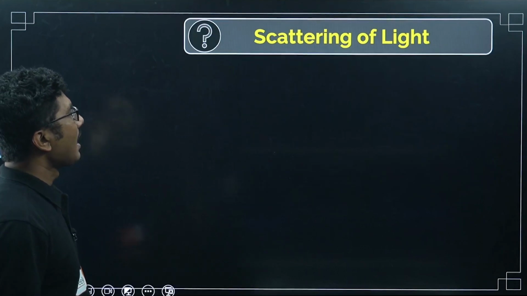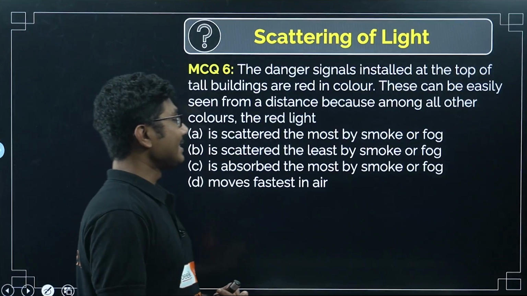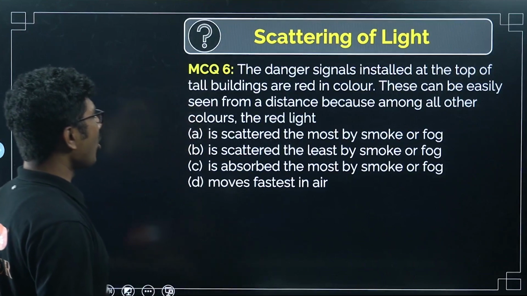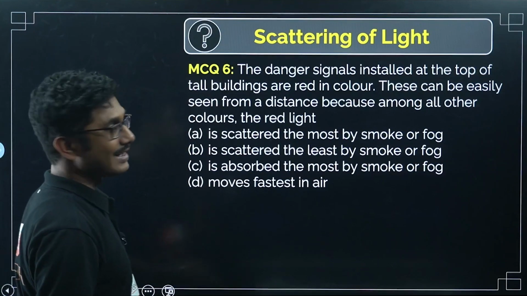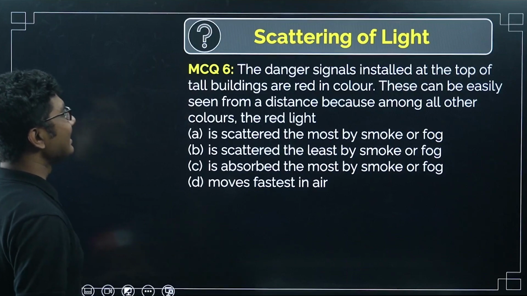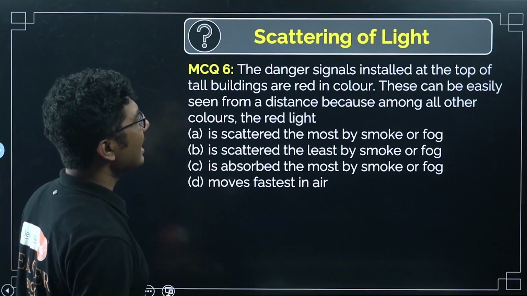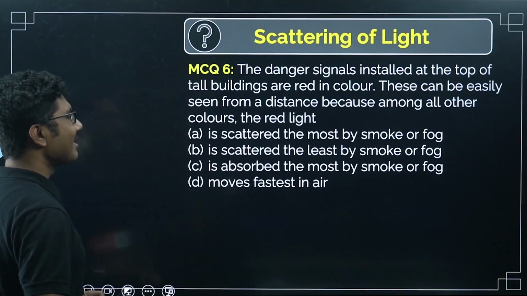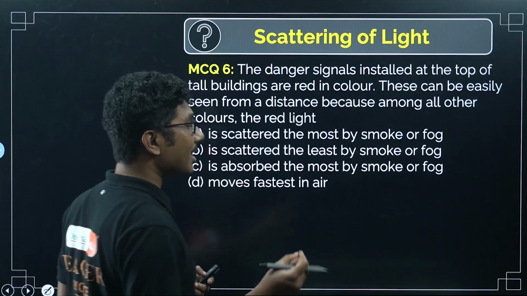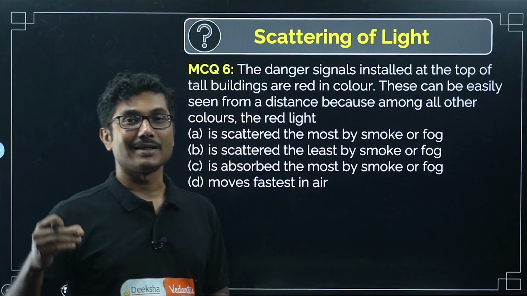Now, a danger signal installed at the top of tall buildings is red in color. These can be easily seen from a distance because among all other colors, the red light, from my previous explanation, is scattered the least.